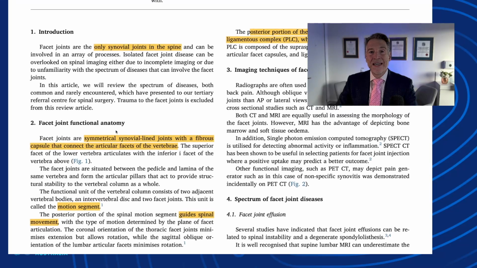And of course, it's not the only form of stability of the spine, and this is an important part of what we talk about. There are posterior ligaments, and this is called the posterior ligament complex, which is critical in stabilizing the spine and the joints.